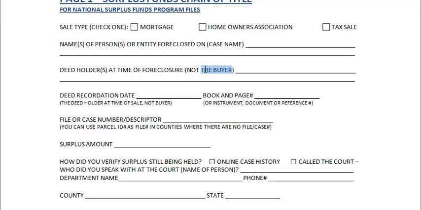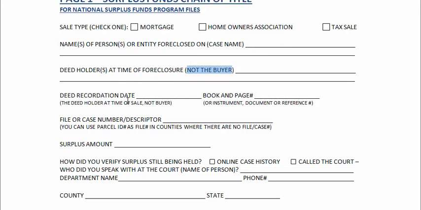Not the buyer. We don't want the person that purchased it at the foreclosure or the tax sale. We want the name of the person that owned it just prior to, the person that lost the property, the last deed holder prior to the sale. Extremely important. This is happening a lot where people are putting the wrong name in here. They're putting the person that bought the property at the foreclosure or the tax auction. We don't want that person.